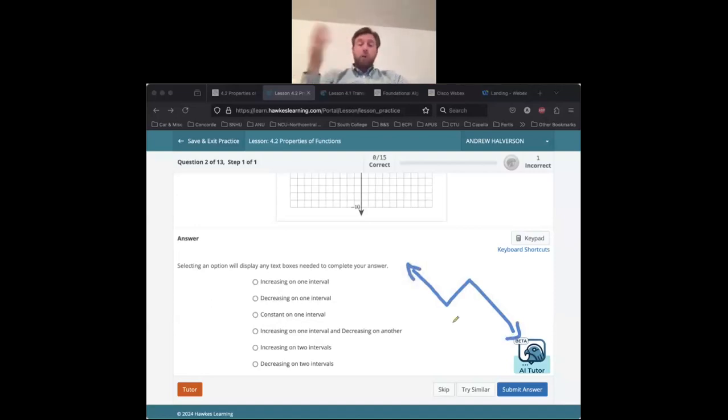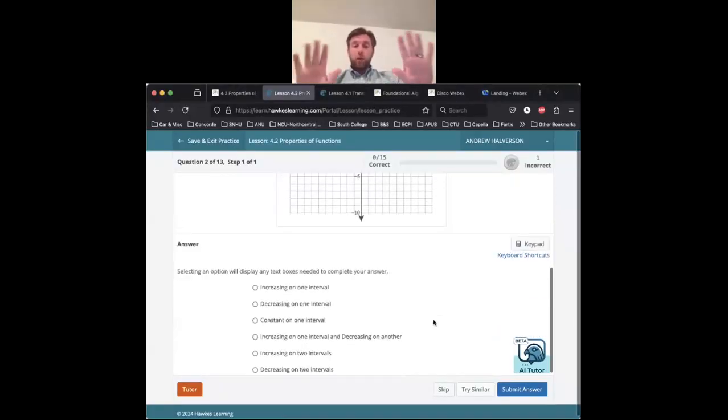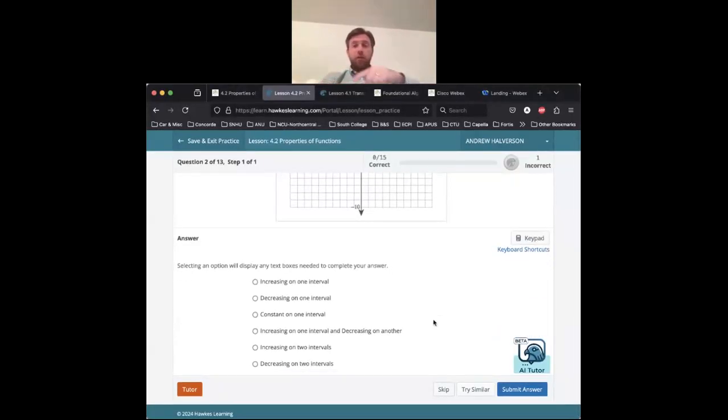So that's what this is talking about. One of the properties we're interested in is symmetry. Can you fold it and get the same thing? And then also, what are the intervals for which a graph is rising, falling, or remaining constant? Let me pause here. Do you see what we're talking about when we say increasing or decreasing? We're talking about the shape of the graph rising and falling from left to right. Any questions on that?